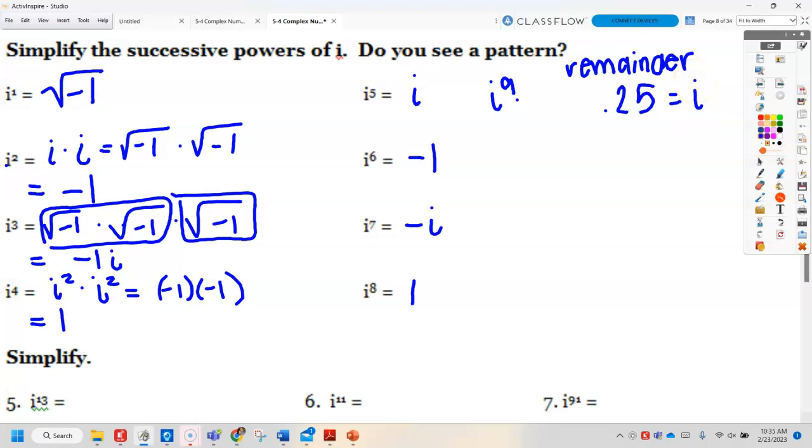So what comes after 9, the number 10? Take 10 divided by 4. What's the decimal remainder?